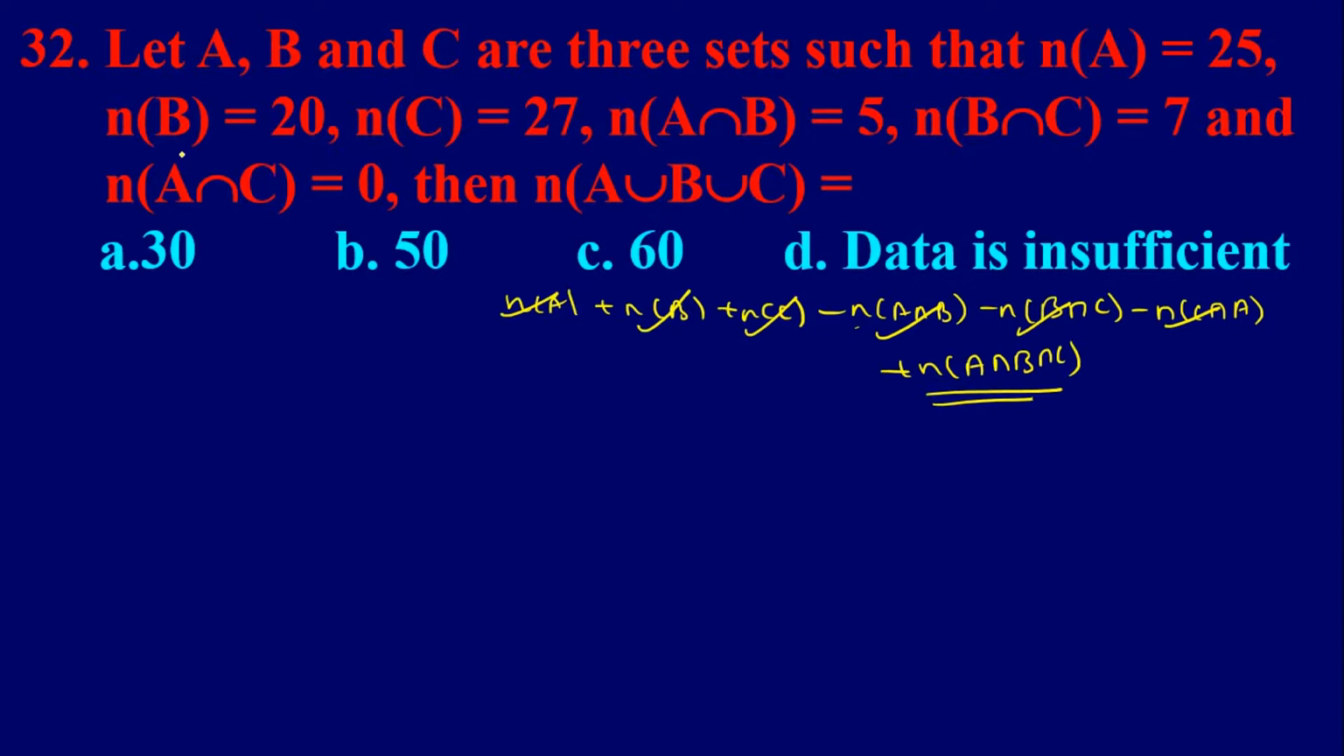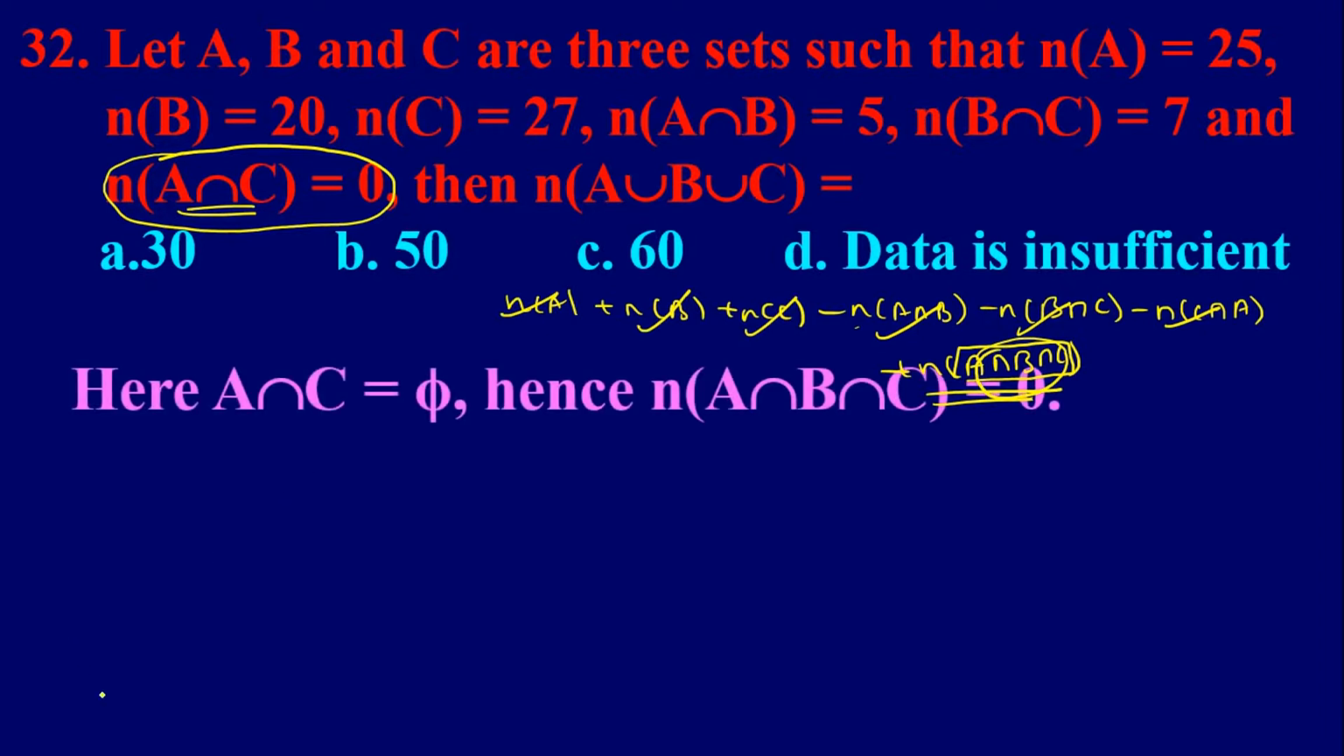Now here it is given that n of A intersection C is 0. So read this question properly. That is, there is no common element in A and C. Using that, we can calculate n of A intersection B intersection C. Since there is no common element in A and C, there is no common element in A, B and C together. So therefore n of A intersection B intersection C is also 0.